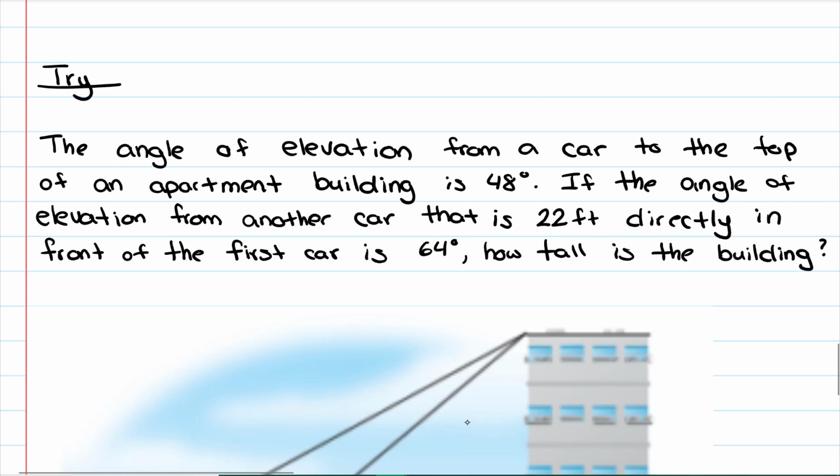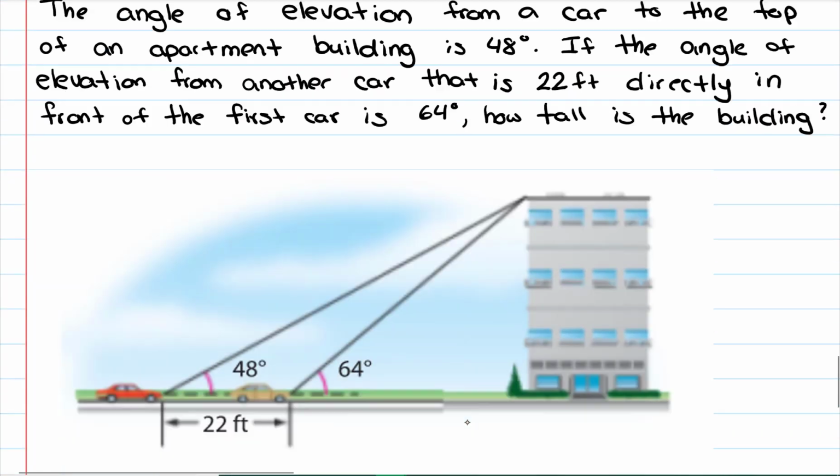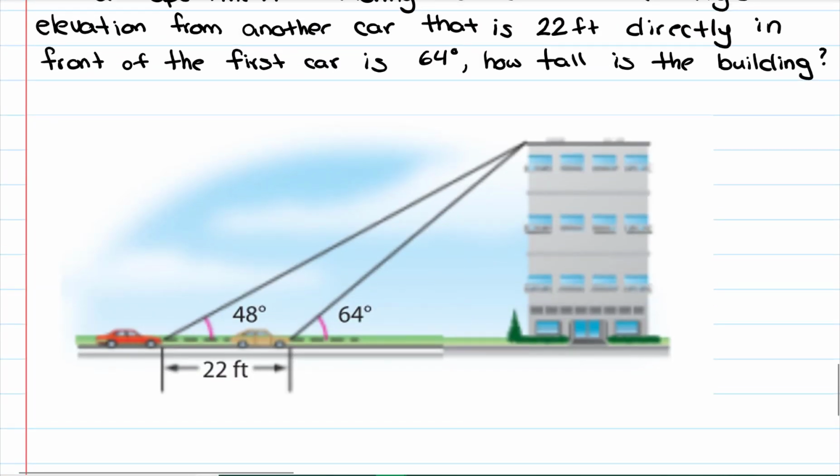But this time I want you guys to do it on your own. So we have an angle of elevation from a car to the top of an apartment building is 48 degrees. If the angle of elevation from another car that is 22 feet directly in front of the first car is 64 degrees, how tall is the building? So here's a picture of it, so you can see it a little better. And now I'm going to let you guys try to do this one on your own.